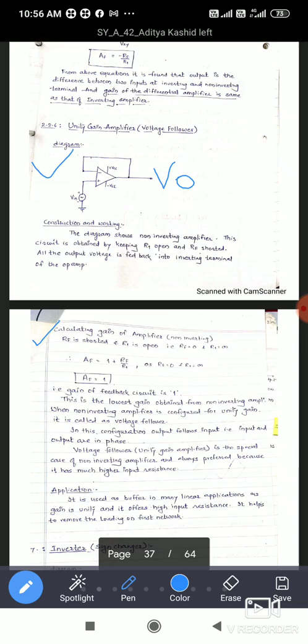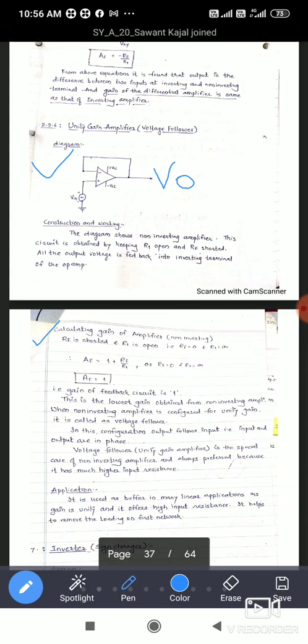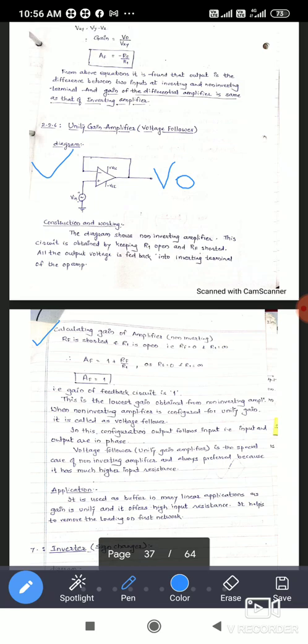So what is the gain? The gain of the amplifier is 1 plus RF divided by R1. AF is equal to 1 plus RF divided by R1. So RF is 0 and R1 is infinite. 0 divided by infinite is always 0. So AF is equal to 1. So mathematically also we can prove that. The gain of the amplifier is 1 because RF is shorted.